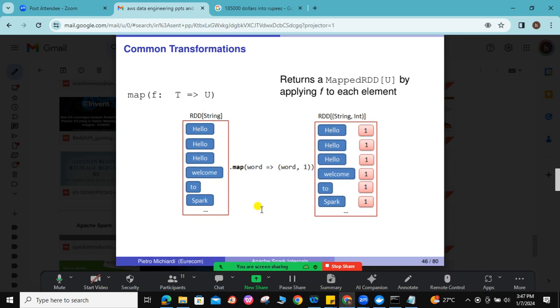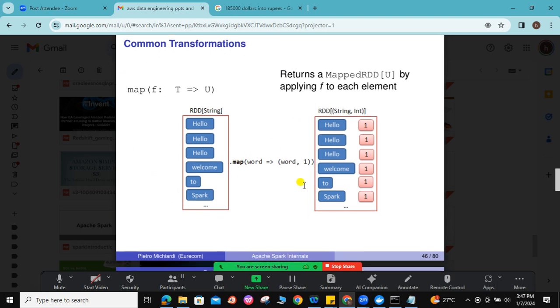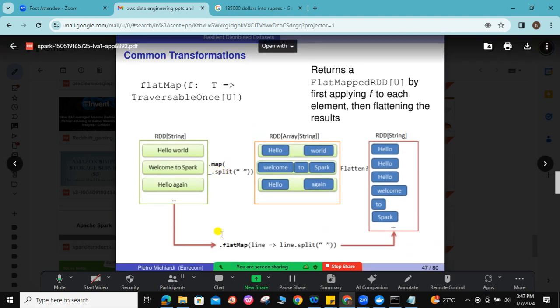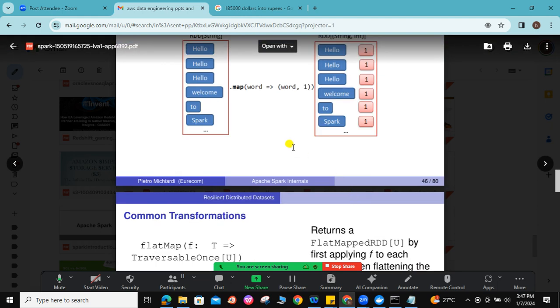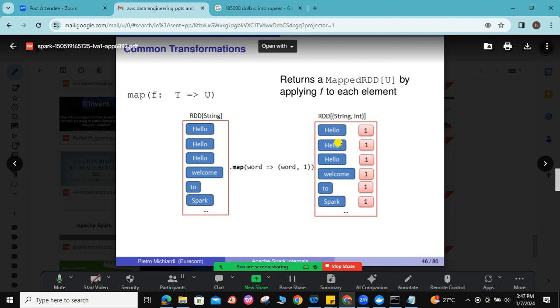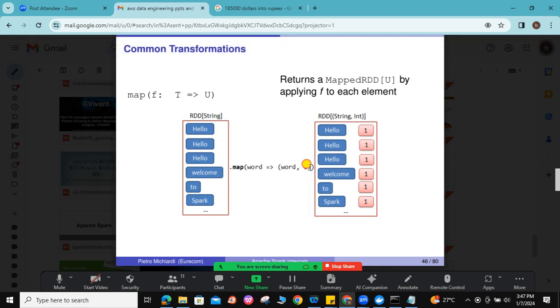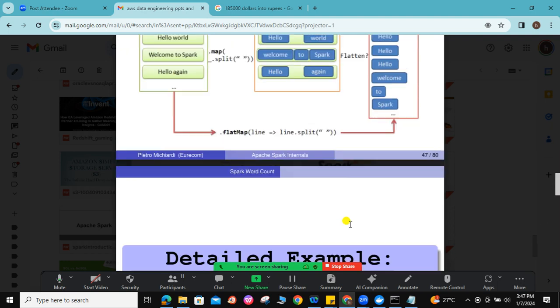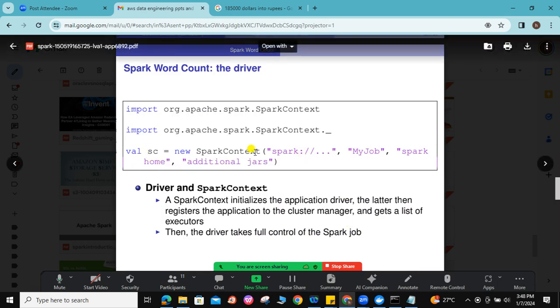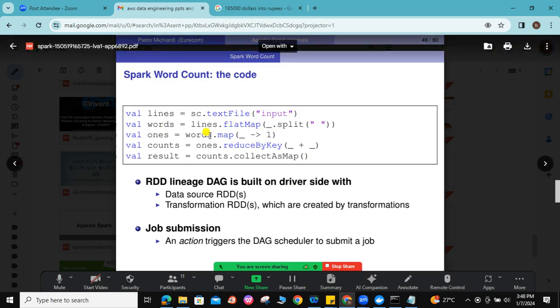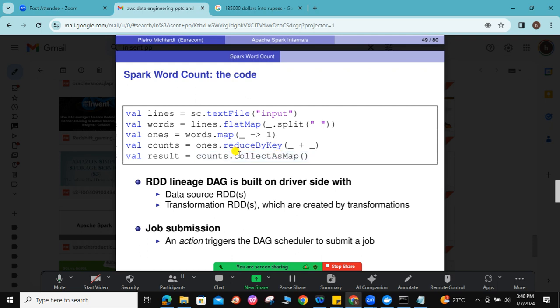Understanding RDD operations, this is where we stopped yesterday. You know what map does and flat map: map will split, flat map will do it like this, and after splitting you can assign a word using lambda. This is Scala syntax, but in Python you can use lambda word comma 1. So that is how map works, and after that reduceByKey, and collectAsMap is an action. This is an action.